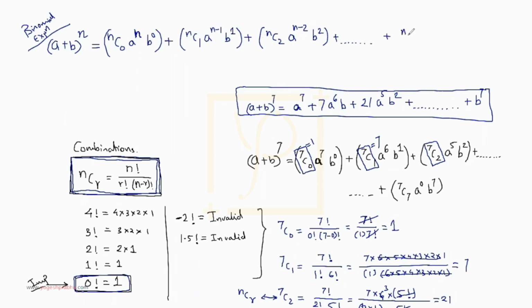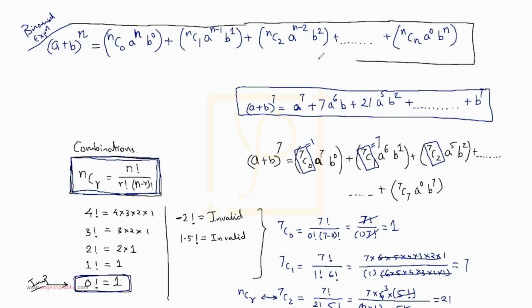But can we say NCN, A raised to 0? The power of A, we keep on reducing. Finally it becomes A raised to 0, and the power of B will become n. So it is B raised to n. Okay. So now this formula here is called the binomial expansion. And this formula you can use if you have A plus B, power n. If you want to find out the expansion, you can always use this formula.